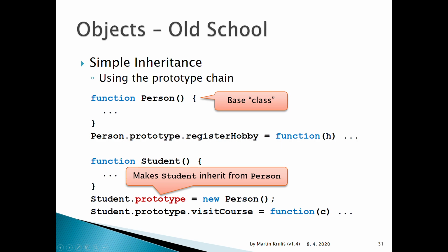Then we can augment this object. Remember, we are directly augmenting the object of a person, so we are modifying the properties of a person to add, for instance, a new method that will be usable for the student.